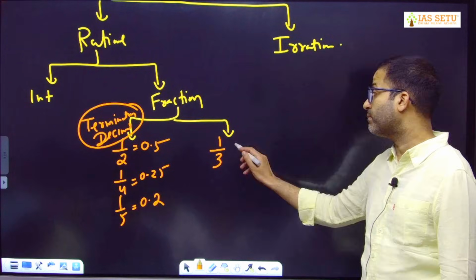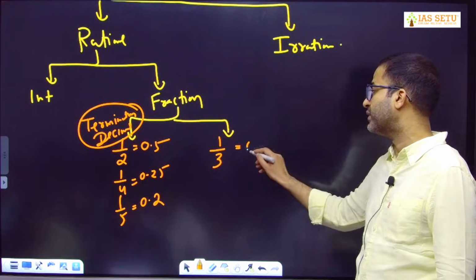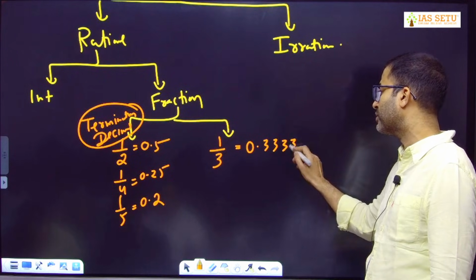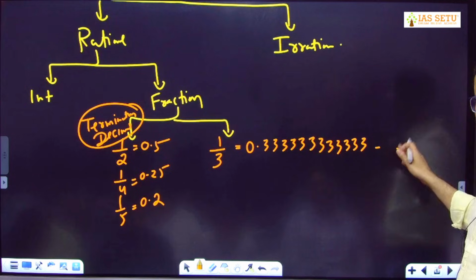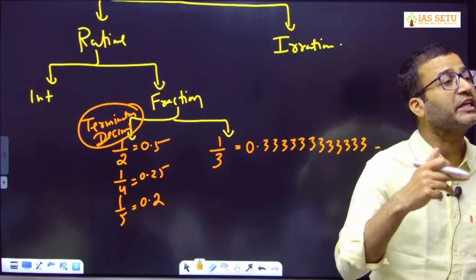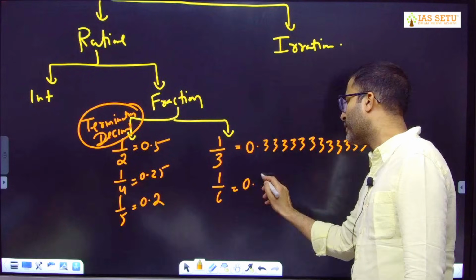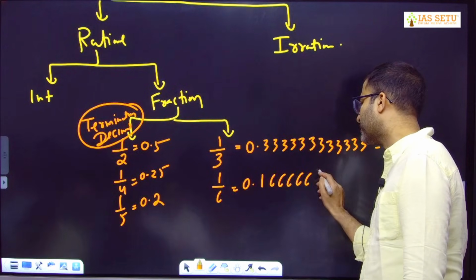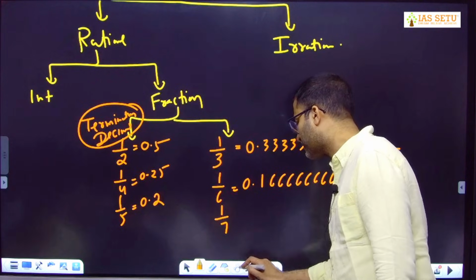But whereas 1/3, if you convert 1/3 in decimal, it is 0.33333333. Board finished, Rajendra Nagar finished, world finished, but this 3 will not finish. But it repeats. Like 1/6 is 0.16666666.